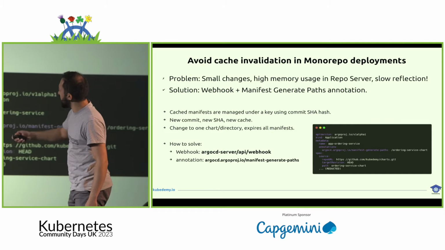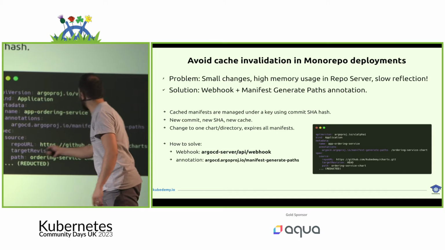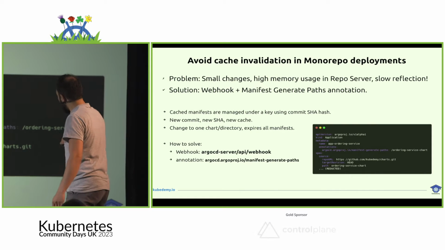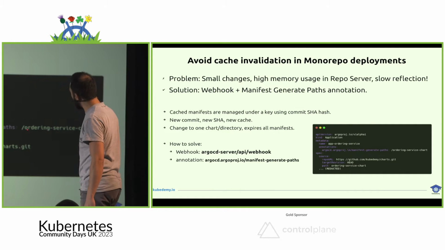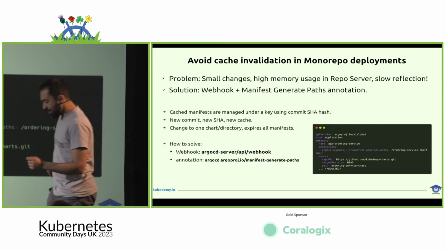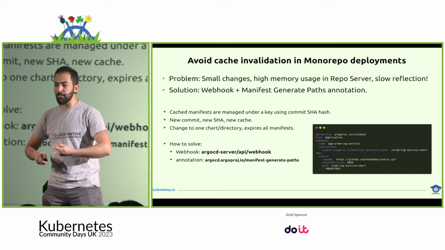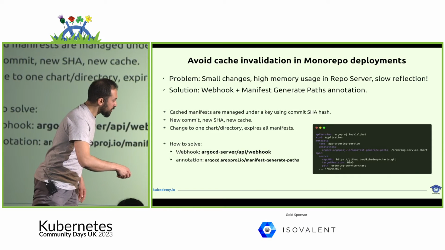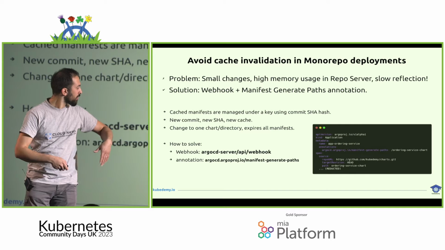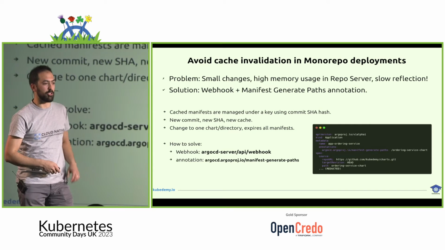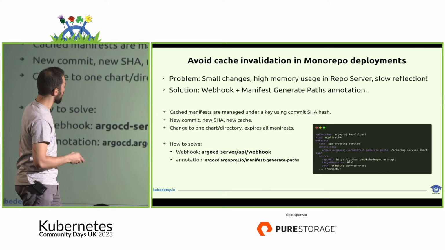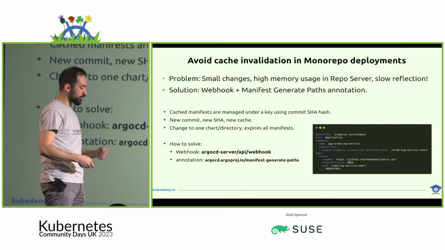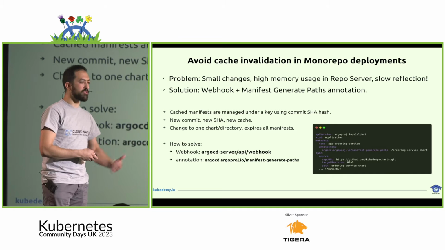To solve it, you need to add a new annotation into your application manifest and tell it, OK, this application in our chart repo uses this path. And when something changes in our chart repo, if it's related to this path, the ordering service chart, just refresh the cache for this application. It has nothing to do with other applications and other charts. And to make it fast, you need to use a webhook. Instead of waiting for the reconciliation time in ArgoCD, you can use a webhook.